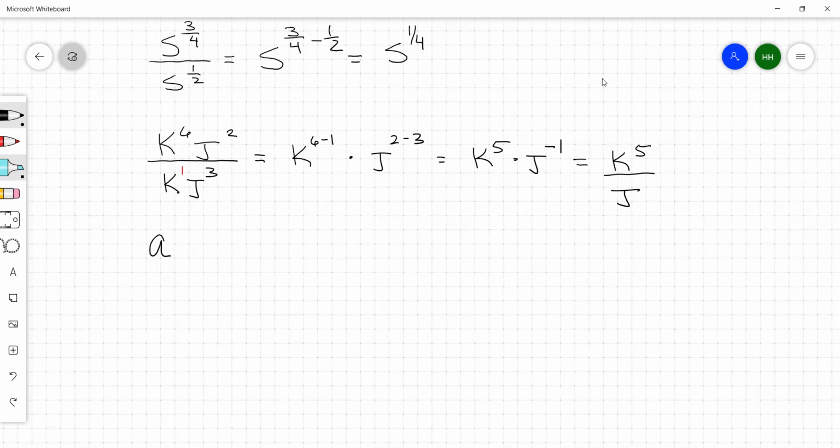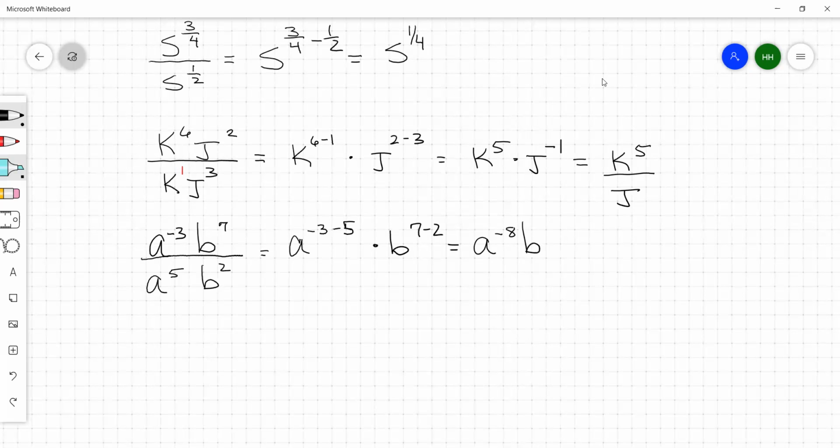Let's look at a to the -3rd, b to the 7th, and that's going to be divided by a to the 5th b squared. So let's deal with the a's first, and we get a to the -3 minus 5 times b to the 7 minus 2 power. So our a is now raised to the -3 minus 5, that's -8. And our b is to the 5th power.